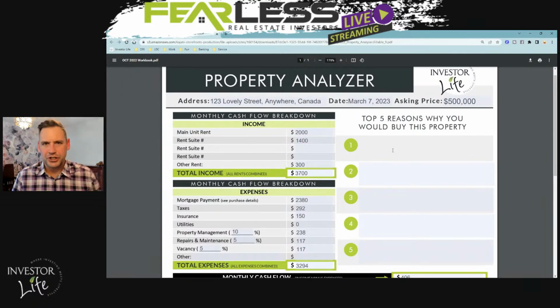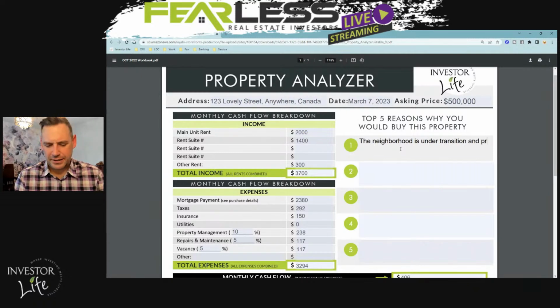I call this the "which means" section. Which means. And I'm going to explain to you what that means, okay? This is the "which means" section of the property analyzer. Why would I buy this particular property? I'm going to give you some reasons why you should be looking to buy properties. Here's one. The neighborhood is under transition and prices are climbing. Okay. Notice, which means higher property appreciation.